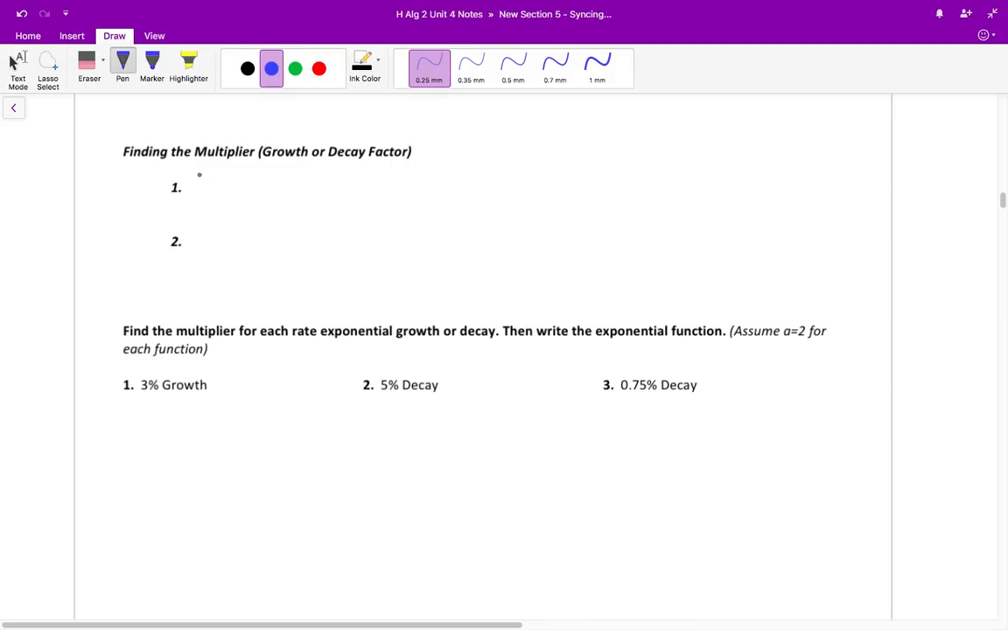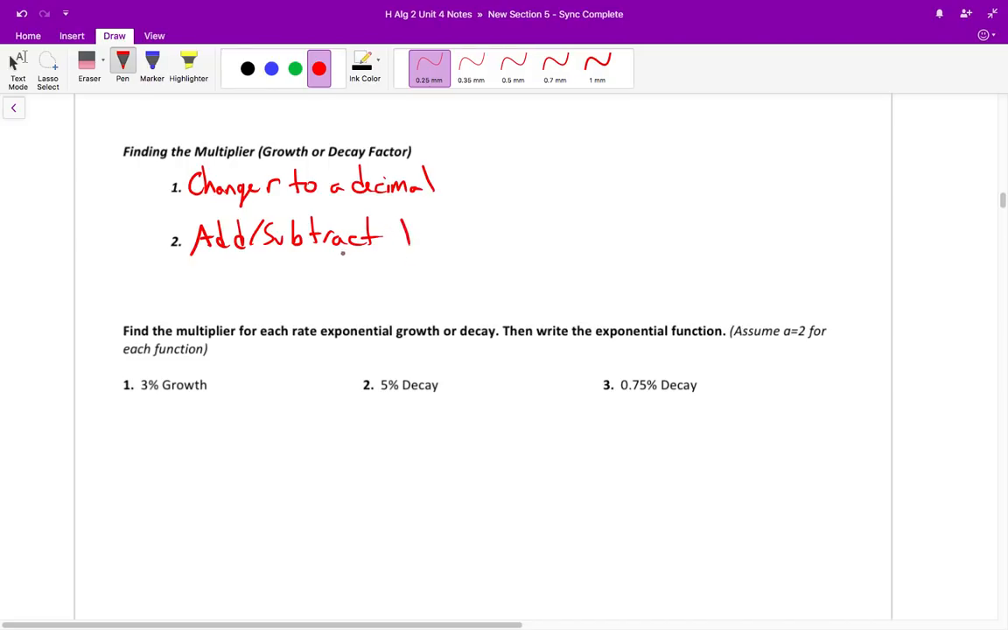Now, as far as finding the multiplier, because sometimes you're not going to be just given here is b, or here is your multiplier. You're going to have two different things that you're going to have to do. Make sure you first change r, your rate, to a decimal. And then in step 2, you either add or subtract from 1. Now, keep in mind if it was the number 1, nothing changes. That's just constant. So by adding to 1, that ensures that you're bigger than 1, which is growth. If you're decay, you're subtracting from 1, so that would be your decay.